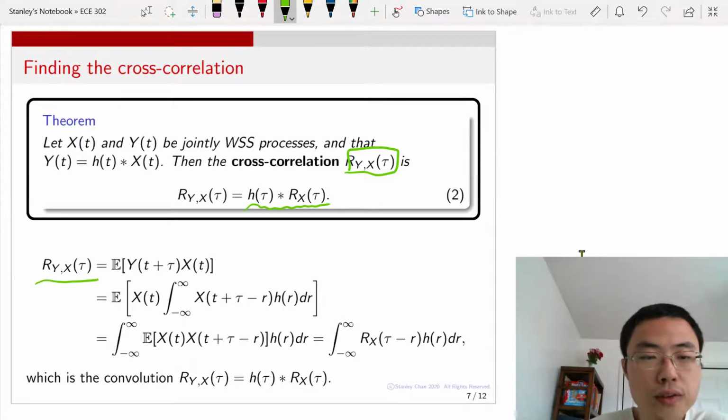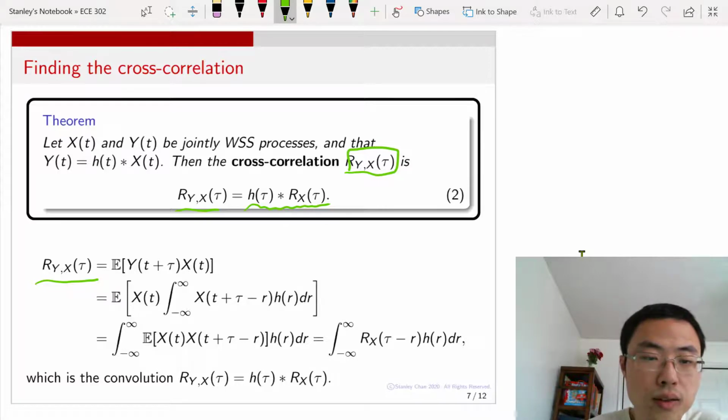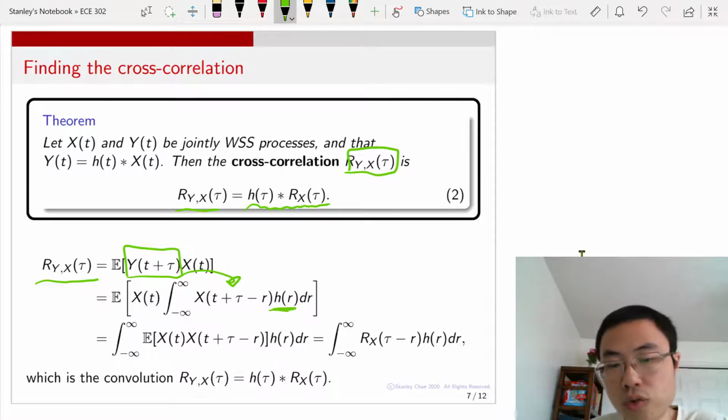Ryx of tau, which is the thing that I have on the left-hand side, is just the expectation of y of t plus tau and x of t. And then y of t plus tau can be written as this integration of x of t plus tau minus r times h of r, and you integrate with respect to all the r's. Then the x of t will stay. The expectation can go inside this integration. Then you have the expectation of x of t and x of t plus tau minus r. And then don't forget there's also h.